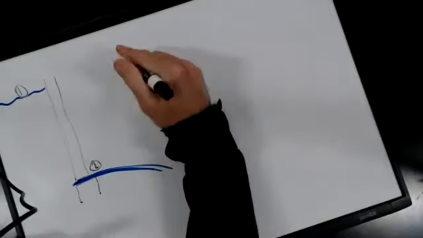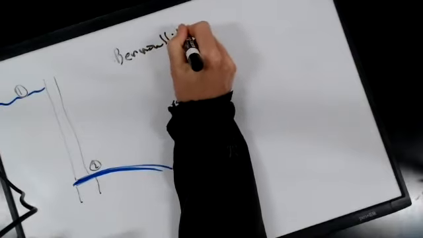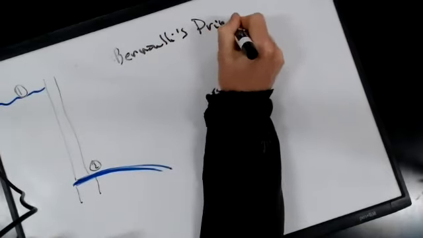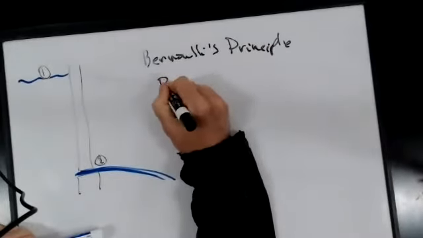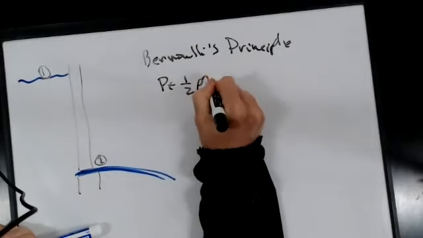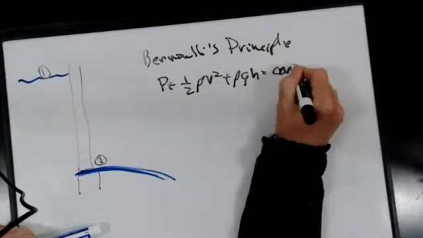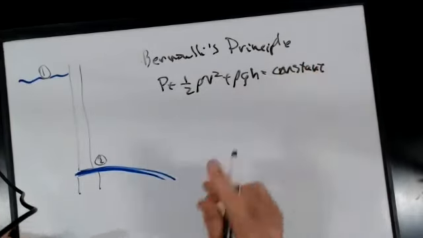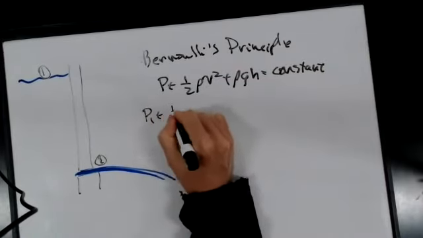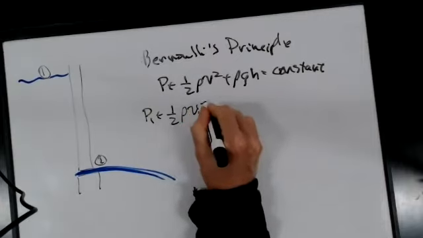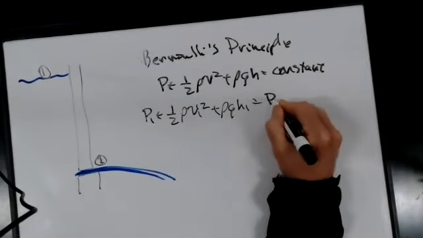And so Bernoulli's principle says that this quantity, the pressure plus 1/2 rho v squared plus rho g h, is a constant. And that means that P1 plus 1/2 rho v1 squared plus rho g h1 is equal to the same thing at point 2.